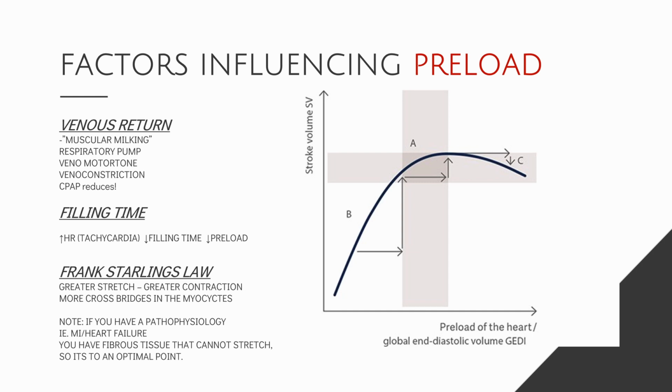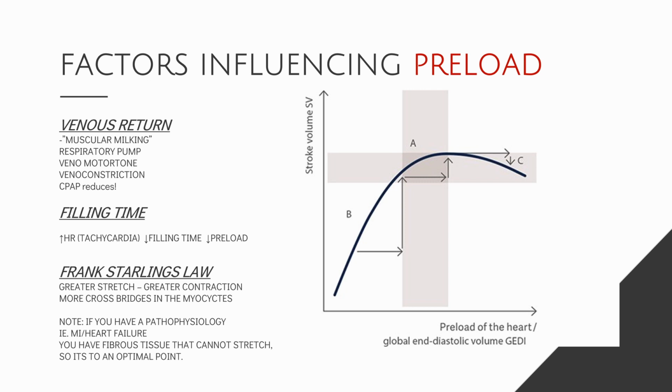We also have a respiratory pump. So as we breathe, the pressure inside our intrathoracic cavity increases and our abdominal pressure decreases. And these increases and decreases as we breathe between our abdominal cavity and the thoracic cavity also increases the amount of blood that comes back to the heart, increasing our venous return. We have venomotor tone and we have venoconstriction.